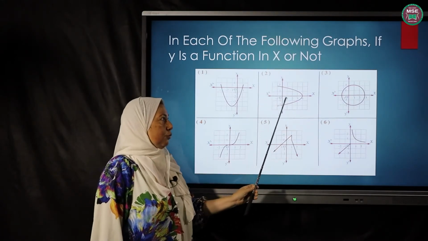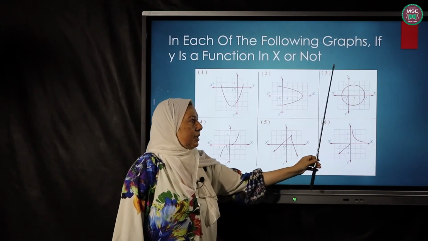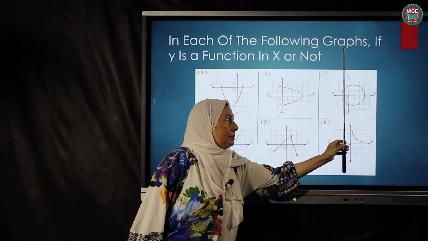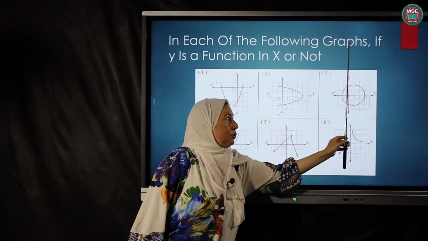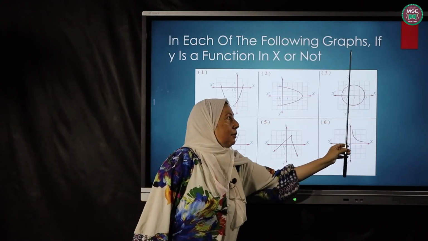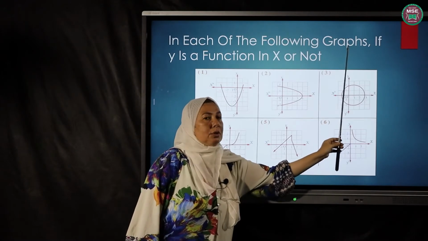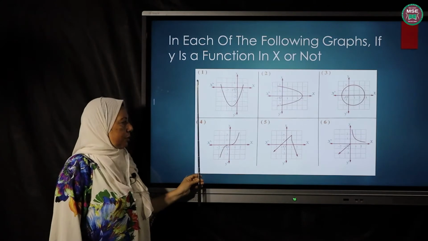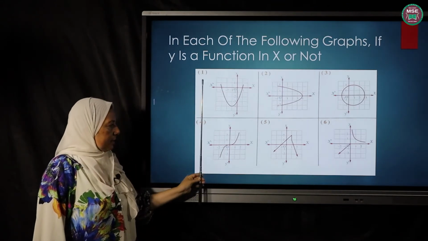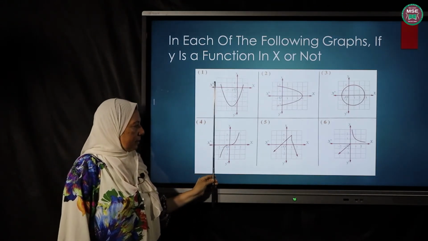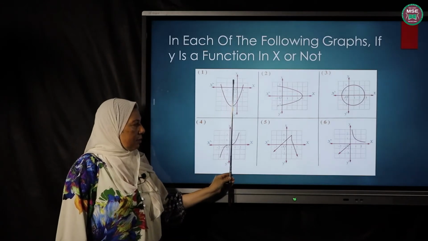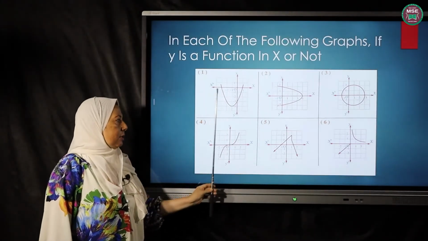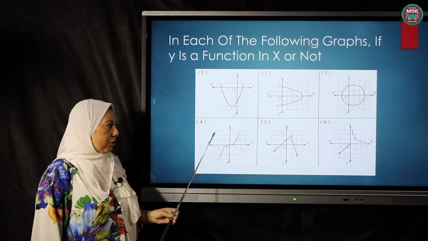Number two, not a function. Number three, vertical line test from left to right: the line intersects at two points. Every element in X has two elements in Y. This is wrong, not a function. Number four, vertical line test from left to right: each element in X has only one image in Y, only one value in Y. Therefore, figure 4 is a function.